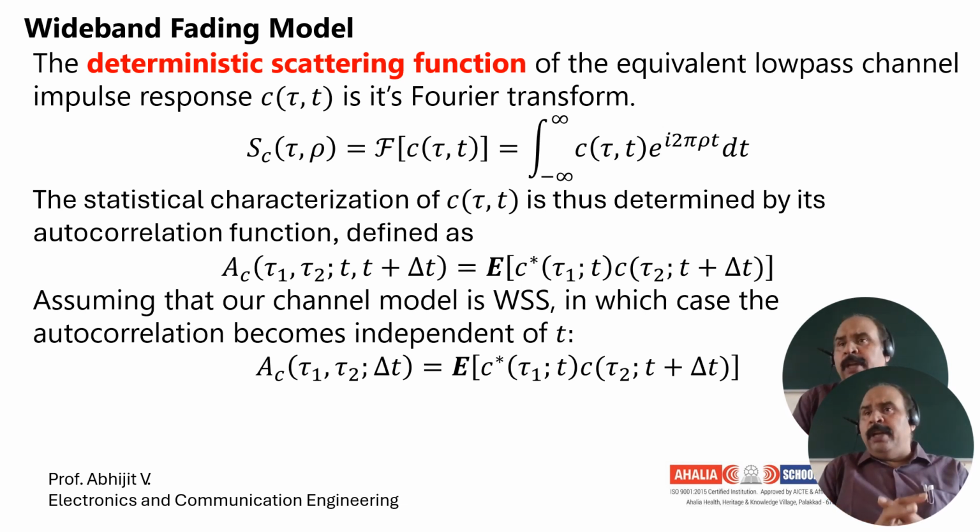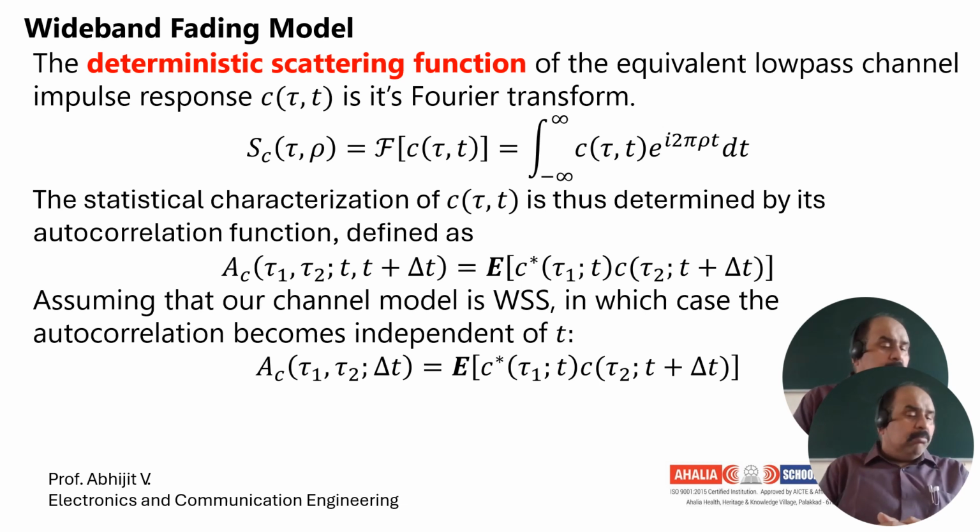The time varying channel impulse response is random. It is not deterministic because of the random amplitudes, phases and delay of the random number of multipath components. The statistical characterization of C of tau, t, the impulse response, is thus determined by its autocorrelation function defined as A_C of tau 1, tau 2, t, t plus delta t. This is the autocorrelation function of the impulse response.